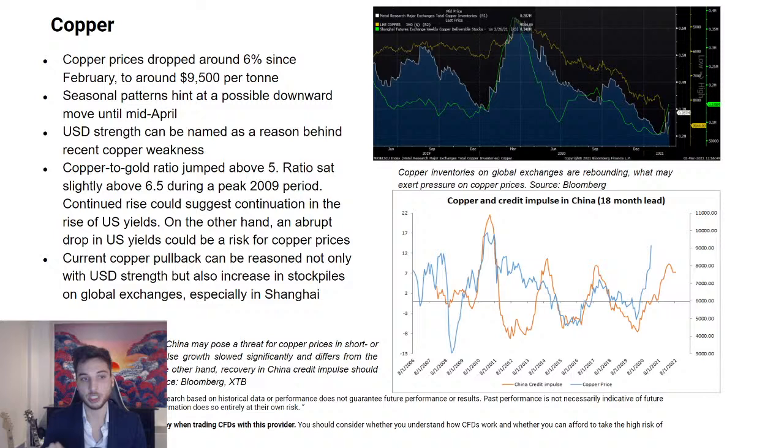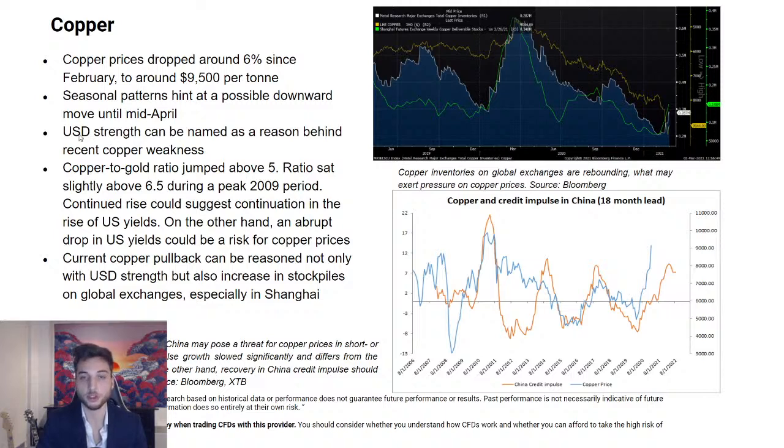Copper prices dropped around 6% since February to around $9,500 per ton. Seasonal patterns hint at a possible downward move until mid-April. US seasonal patterns, as I mentioned, or maybe I haven't mentioned, basically indicate periods of rise in demand and supply, or rise in prices, based on the history that we have. USD strength can be named as a reason behind recent copper weakness, as I said.